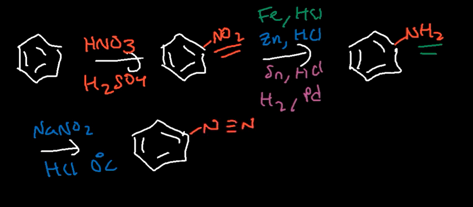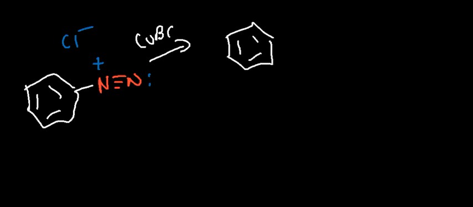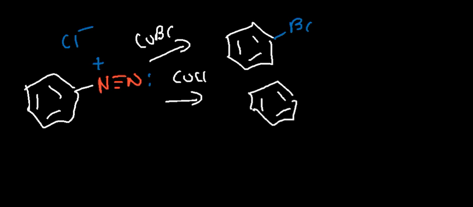But it looks like this. This nitrogen has a positive formal charge, and it forms an ion pair, or salt, with a chloride ion. So once we have that diazonium group, we can create a lot of different products. So we can add copper bromide, and that's going to put a Br on it. We can add copper chloride, and that's going to put a Cl.